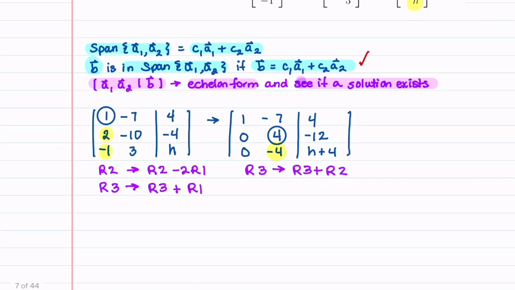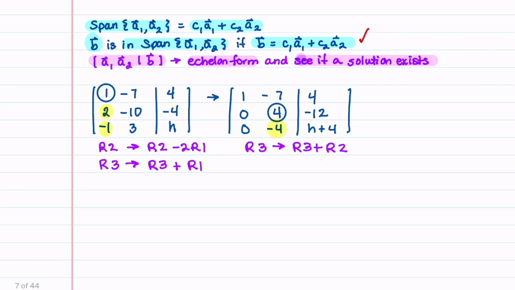I think I'm going to go down here so we have a little bit more space. Here's what we're going to get. Our first 2 rows are going to stay the same. And we add our second row to our third row, so we pick up a 0, and then we have an H plus 4 minus 12.